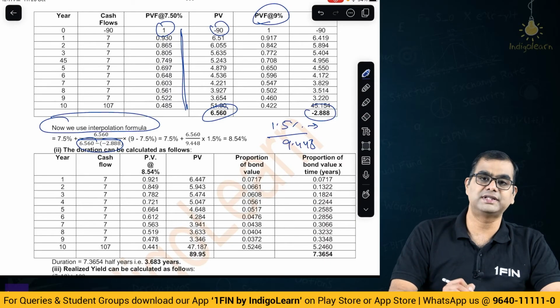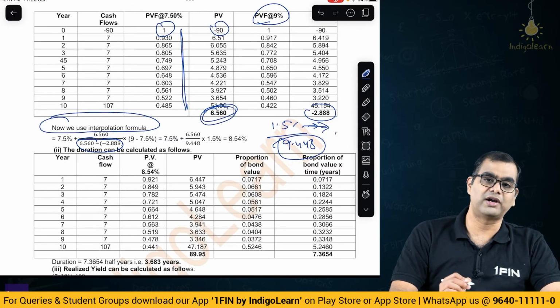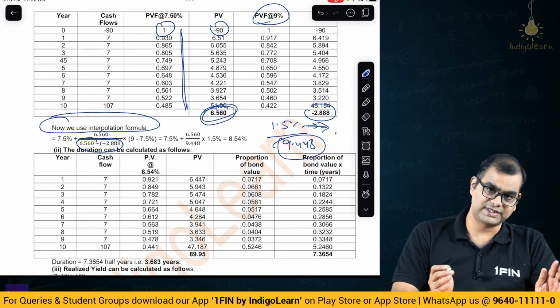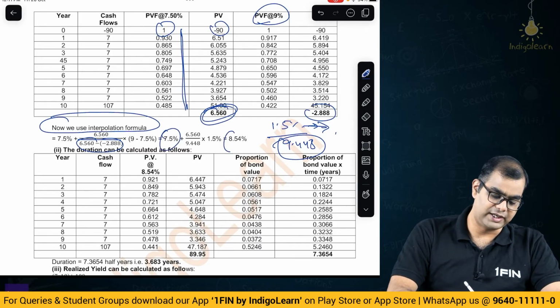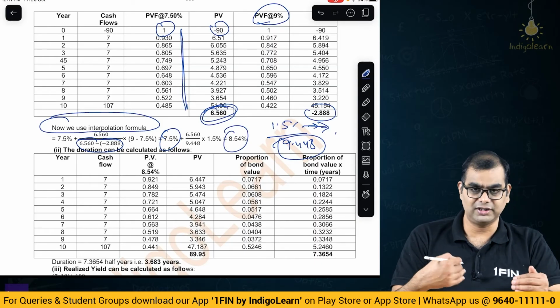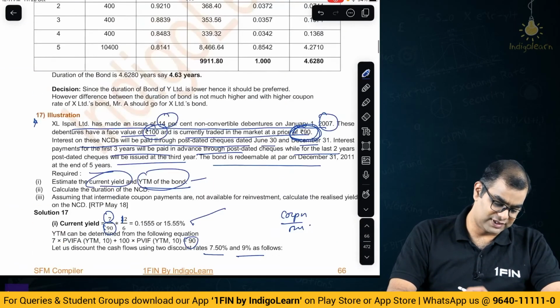For a 1.5% change, the NPV is changing by 9.448. How much percentage should it change so that the 6.568 gets negated? So you compute it and add it to 7.5%, and you get the desired rate as 8.5. The rate at which NPV becomes 0 is 8.54%.